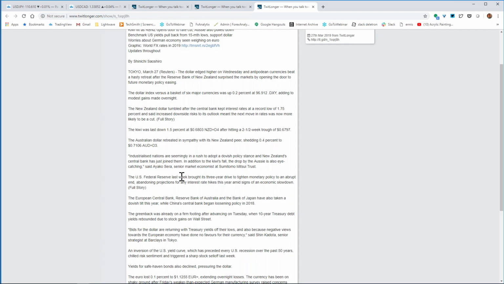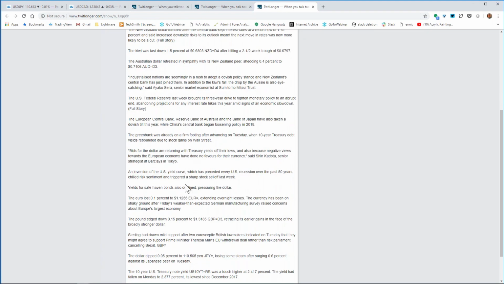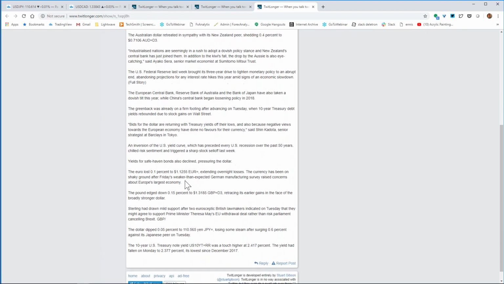The U.S. Federal Reserve last week brought its 3-year drive to tighten monetary policy to an abrupt end, abandoning projections for any interest rate hikes. The ECB, RBA, and BOJ have also taken a dovish tilt this year. The greenback was already on firm footing early on Tuesday when the 10-year Treasury yields rebounded. Bids for the dollar returned as Treasury yields moved off their lows, and negative news from the European economy has also favored the currency.